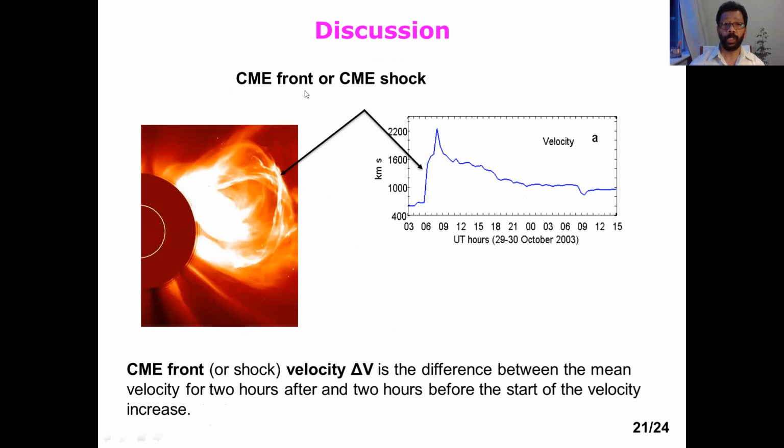For that, I am showing one very important aspect of CME or ICME, that is CME front or CME shock. This is the CME front as seen in the optical observation, and this is the CME front or shock observed by ACE satellite. Velocity suddenly increases to over 2,200 km per second. Then we define the CME front velocity or shock velocity as the difference between the velocity for 2 hours from the start of the velocity increase and 2 hours before the start of the velocity increase. That means this gives the CME front velocity delta V. That is found to be a very important parameter for understanding the impulsive strength of the CME.